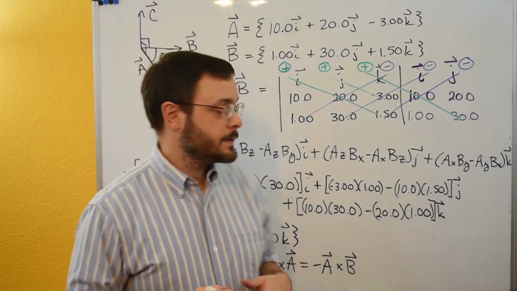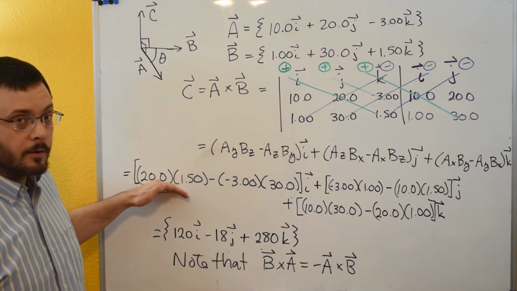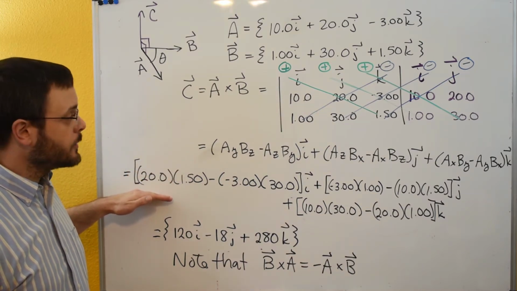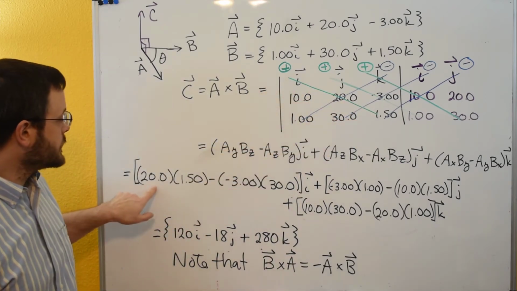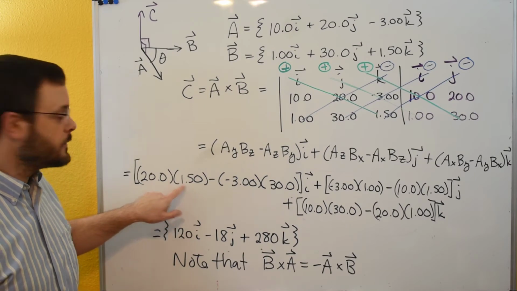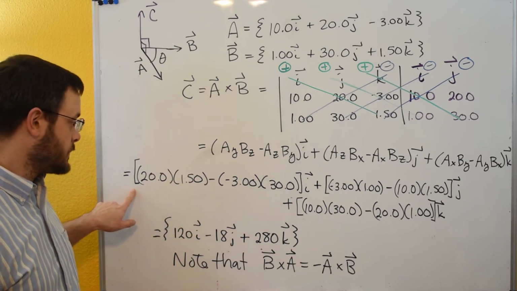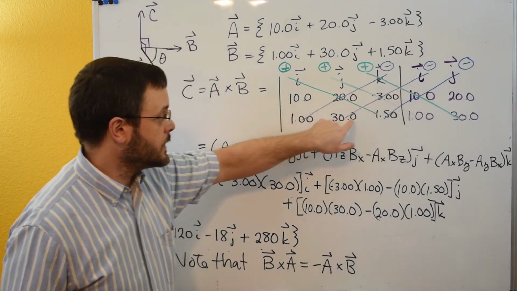So let's look and see what kind of numbers those give us. We're going to skip this line and come down here. We'll go back to this line in just a sec. So looking at our i terms, the positive is i times 20 times 1.5. So there's our 20 times 1.5. And we don't have a negative sign in front of it. It's a positive term. Then we have i times minus 3 times 30.